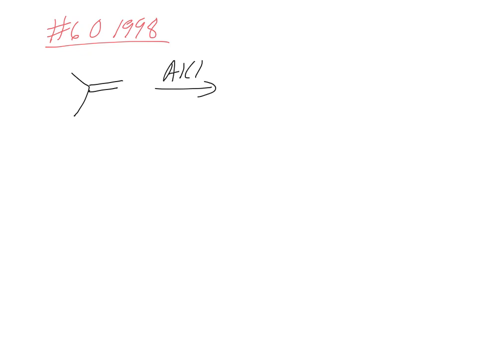Number 60 from the 1998 ACS. The question here says, which polymer could be produced by this reaction? So if we have this plus aluminum chloride, and they're saying acid, so let's say H+. So we want to know which polymer could produce this.